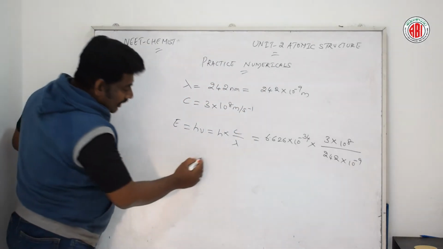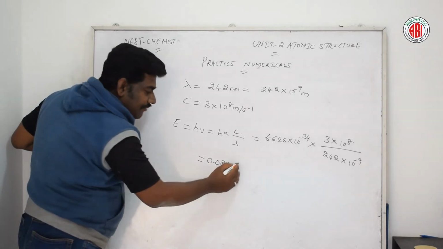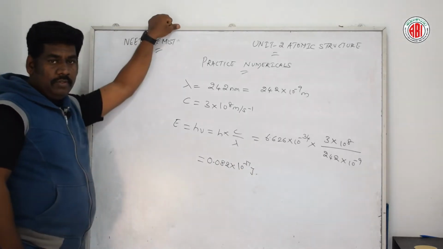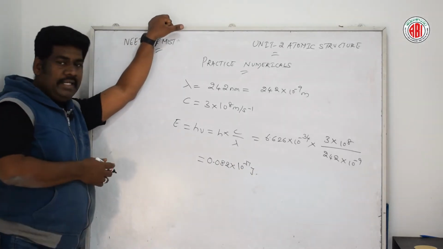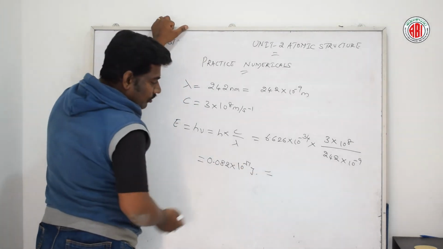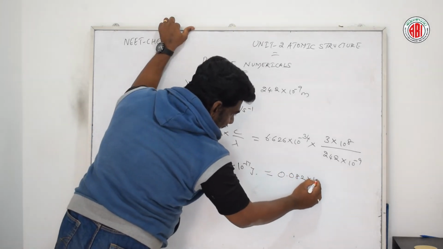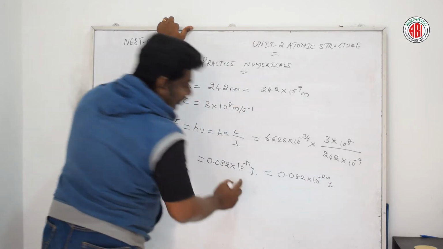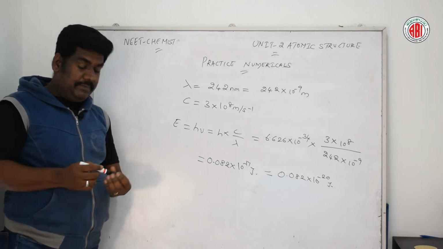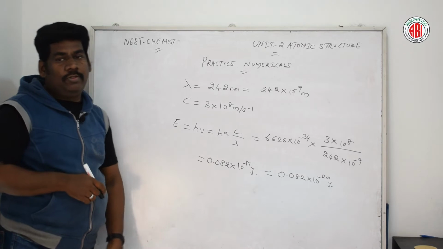Simplifying this, we get the value 0.082 into 10 to the power of minus 17 joule. Now this joule is to be converted into kilojoule. Very simple, adding 3 zeros to the power, that is 0.082 into 10 to the power of minus 20 joule. We have converted into kilojoule. So 1 kilo is nothing but 1000, so 3 zeros are to be added here, kilojoule.